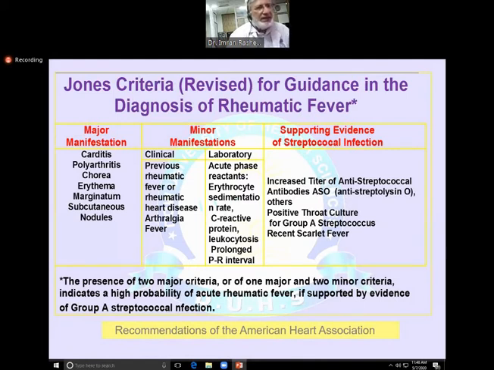And then there is certain supporting evidence of streptococcal infection. There are certain tests that need to be done. One is the increased titer of anti-streptococcal antibodies, ASO.